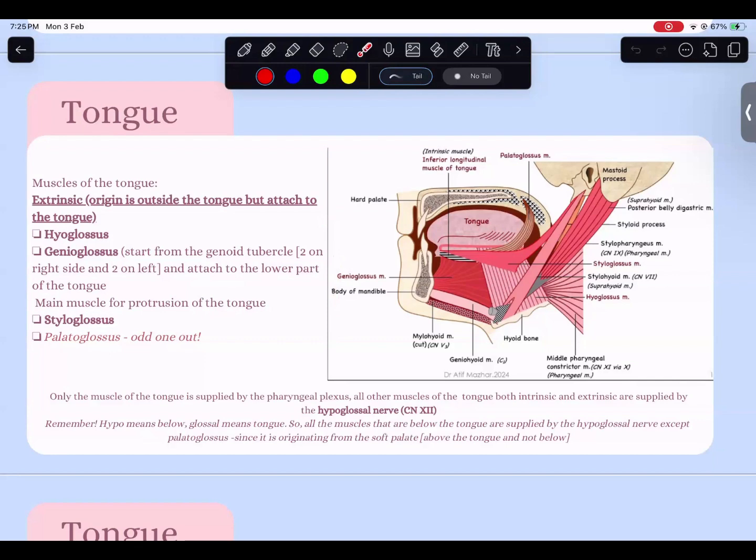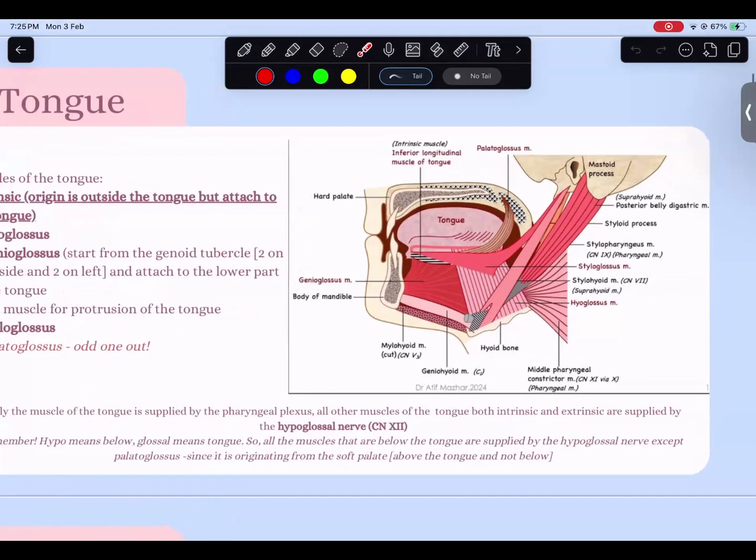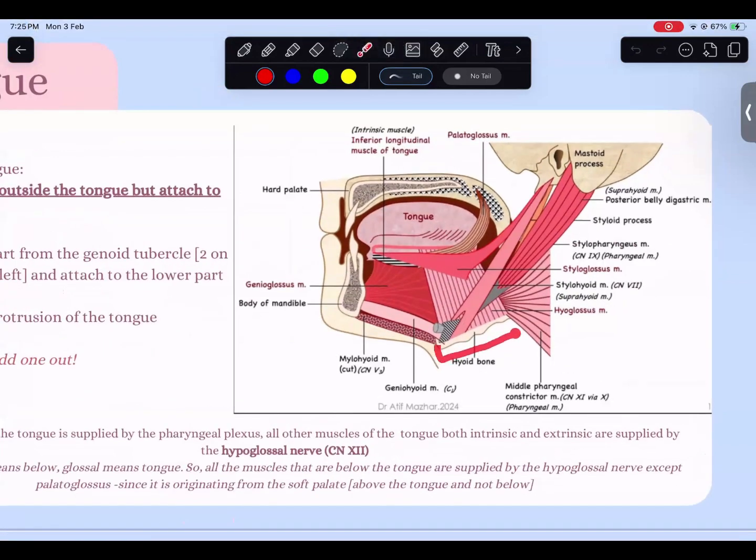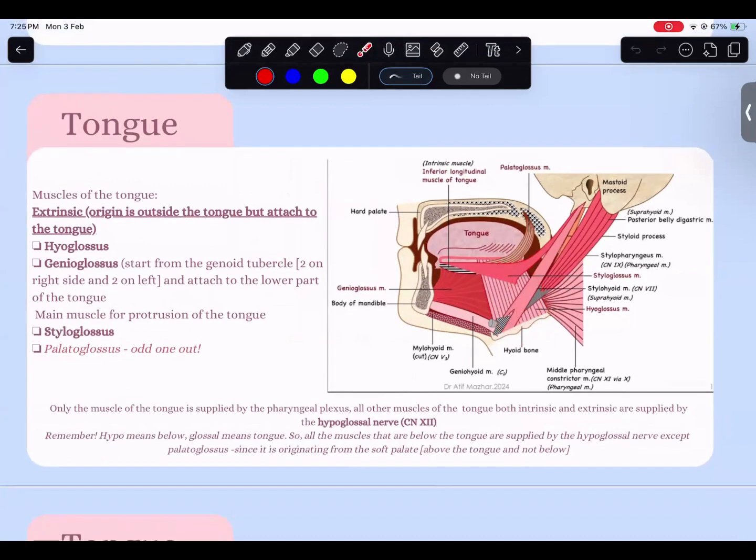Okay? So the origin of these muscles is really easy to remember because it's in the name. So hyoglossus is from the hyoid bone to the tongue, okay? So glossus means tongue, and hyo is just an abbreviation for the hyoid bone. So if you look at this, you see this is the hyoid bone, and this is the hyoglossus muscle. So it's going from the hyoid bone to the tongue, there, okay? So that's the hyoglossus, that's the first extrinsic muscle.